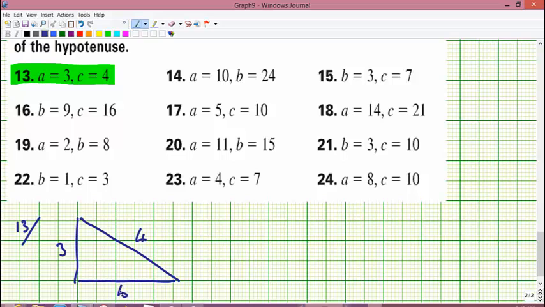So putting them into our pattern, remembering that Pythagoras' theorem states A squared plus B squared equals C squared. So in this case, 3 squared plus B squared equals 4 squared. B squared equals 4 squared minus 3 squared.